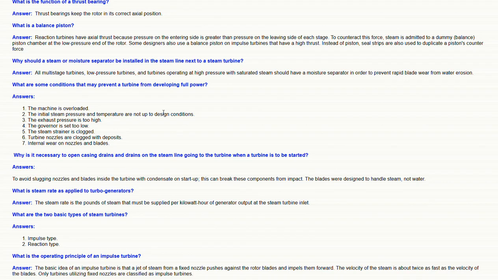Next one is, what is the operating principle of an impulse turbine? The basic operating principle of an impulse turbine is that a jet of steam comes out from the fixed nozzles, and all its pressure energy is converted into kinetic energy, into velocity, and that hits the plates and converts that kinetic energy into mechanical energy. That's the main simple principle of the impulse turbine.